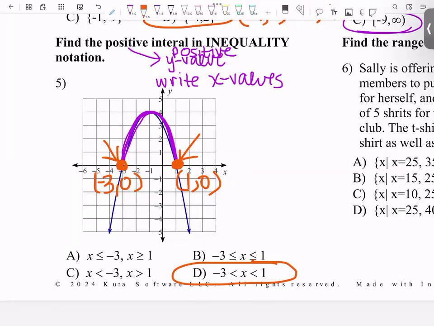A and C are actually describing these little legs down here. When it says X is less than -3 and X is bigger than 1, all the X's that are bigger than 1 and all the X's that are less than -3, that would be the little legs of our parabola. So those would actually describe our negative intervals. So we don't want those. Just be careful about which direction your inequalities are pointing.